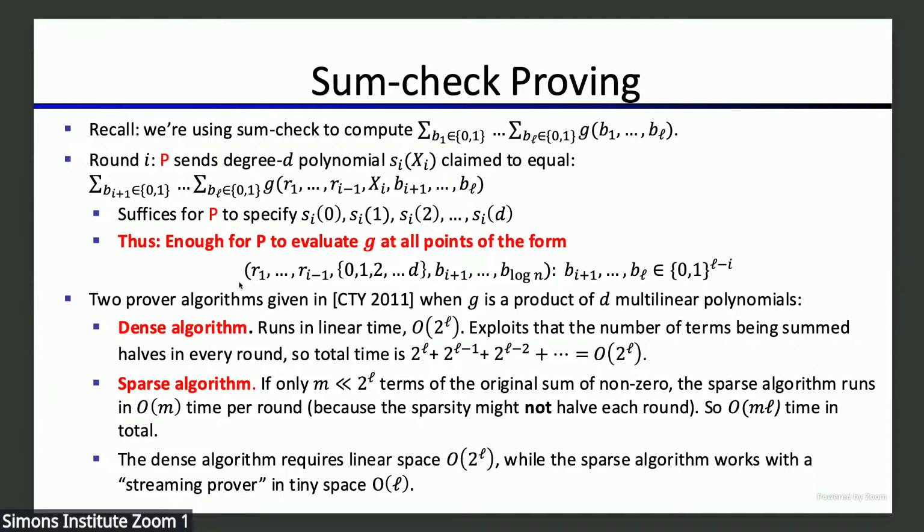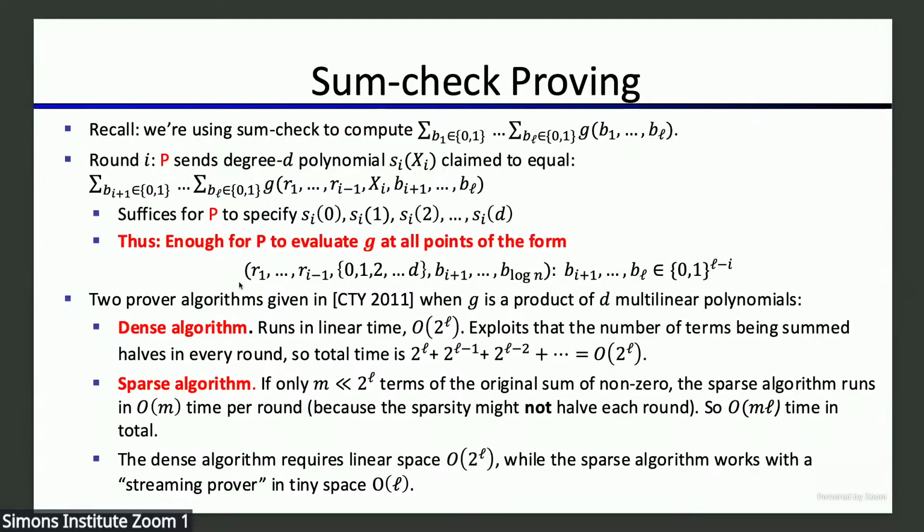The other algorithm is for when G is sparse, and by sparse, I mean most of its evaluations over the Boolean hypercube are 0. If most of the terms of the sum are 0, this second algorithm spends time just linear in the number of non-zeros per round. So if you have very sparse things, you only pay for the non-zeros. Now the nuisance here is that round over round, the sparsity might not fall the way the number of terms being summed falls, right? So you actually pay, in the worst case, sparsity time per round. And so you wind up with sparsity times number of rounds time.